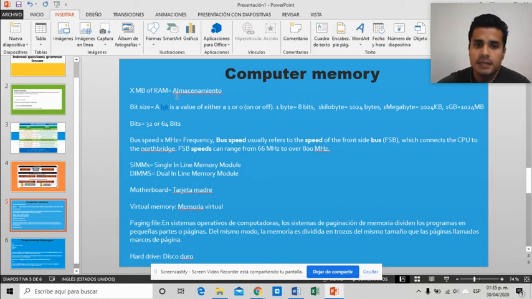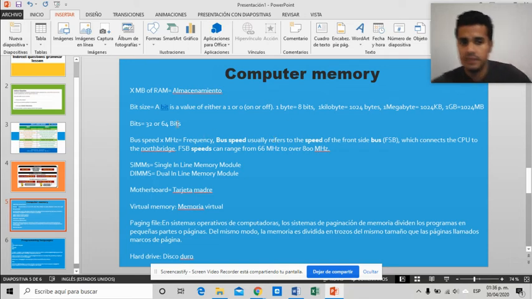Okay, so basically that is going to be your storage. For example, when you buy a cell phone or an iPhone, it has like, I don't know, 64 gigabytes or 128 gigabytes of storage. This is something similar. The RAM, as you guys know, is the random access memory. Okay, so the bit size, what is this? A bit is a value of either 1 or 0. Basically, that's it. That's a bit. It's like the smallest amount of data something can store.